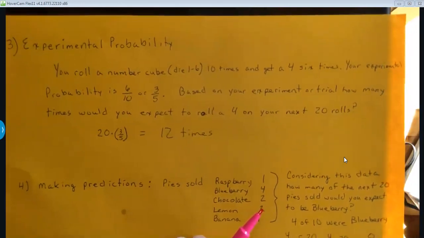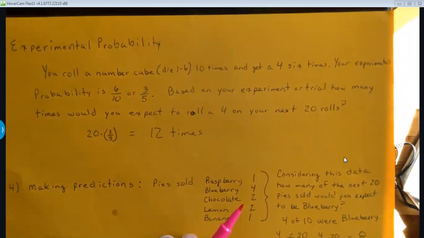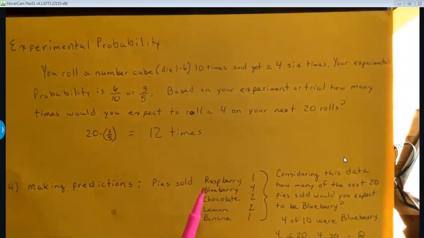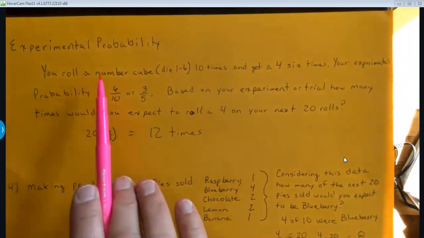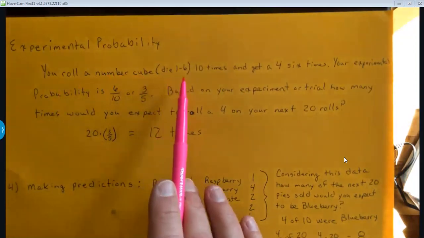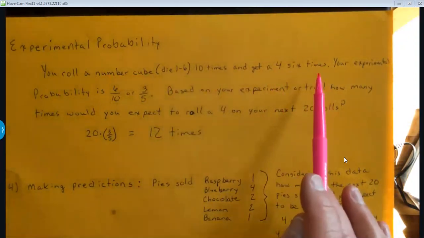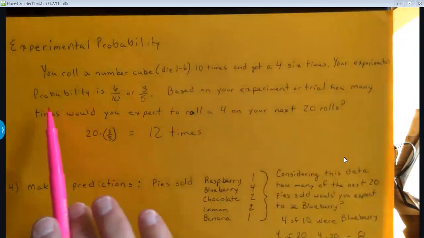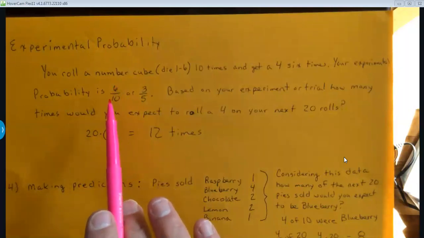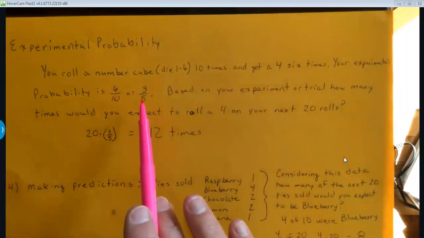Experimental probability. Experimental probability is when you actually do a simulation. For example, you roll a number cube or a die marked 1 through 6 10 times, and you get a 4 6 of those times. Your experimental probability is 6 out of 10, you got that 4 6 times, or 3/5.